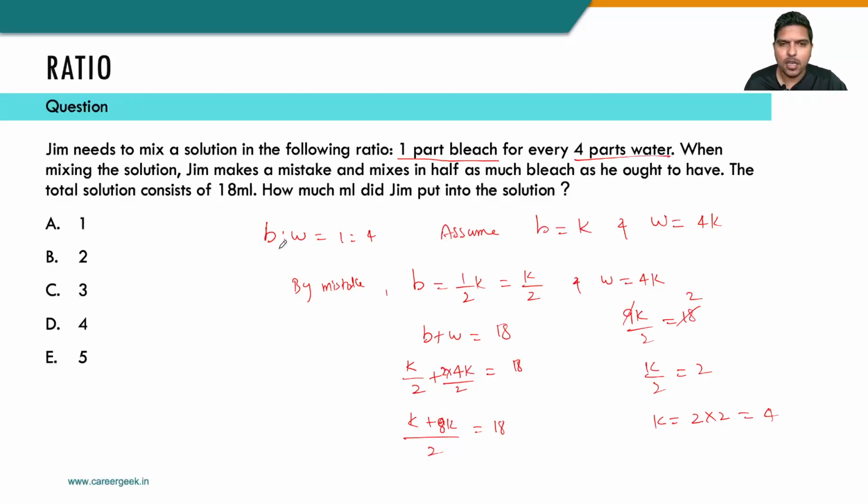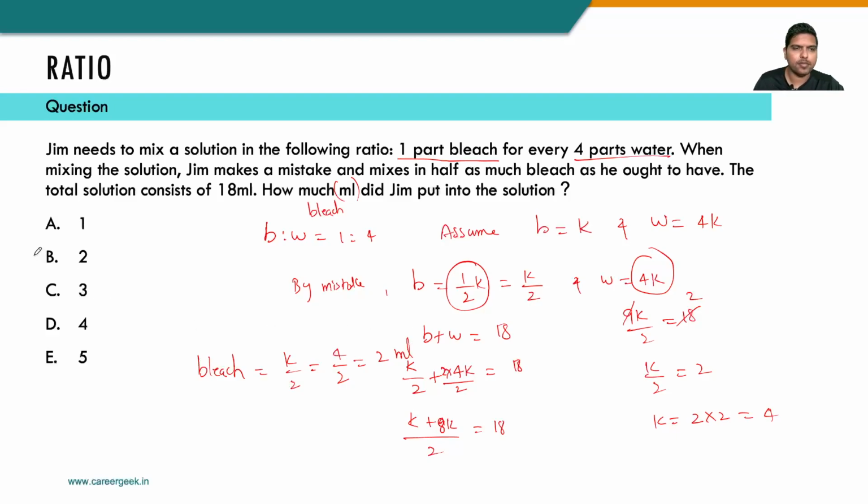And what are they asking? How much ml did Jim put into the solution? So how much did he put? Actually, he put this plus this, right? Okay, there is some mistake. How much bleach in ml did Jim put into the solution? The amount of bleach is k upon 2, which is 4 upon 2, which is 2 ml. Okay, so excuse me for the question. How much bleach is the question?